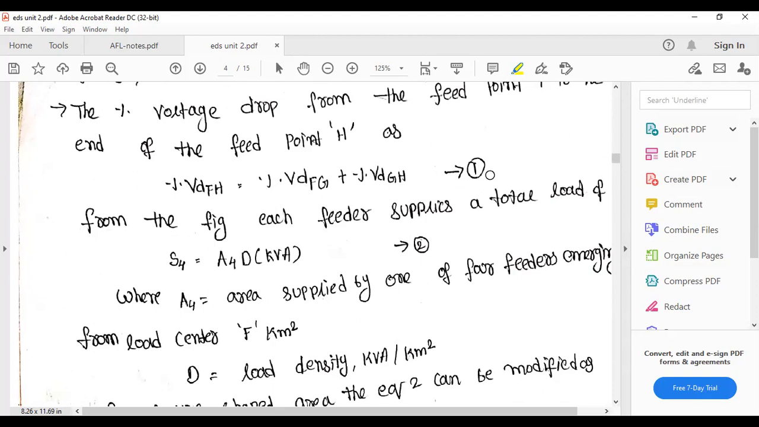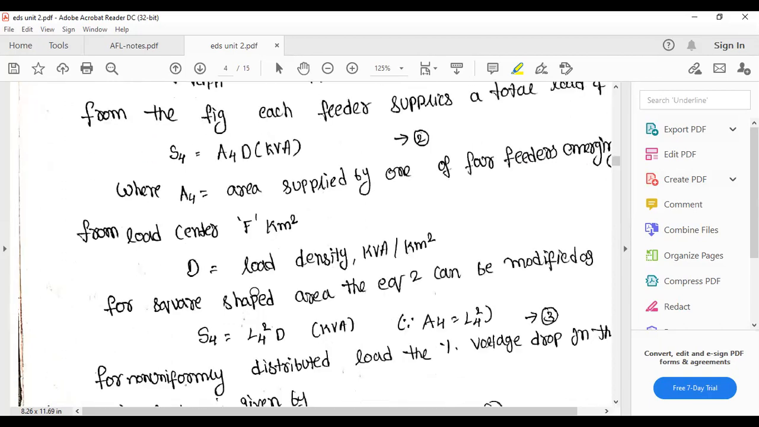Okay, this is put as equation number 1. Next we calculate the total power, that is S4, particular area into load density. S4 is equal to A4 into load density, that is how we calculate. A4 means the area supplied by the 4 feeders. D is the load density. Okay, that is the power.